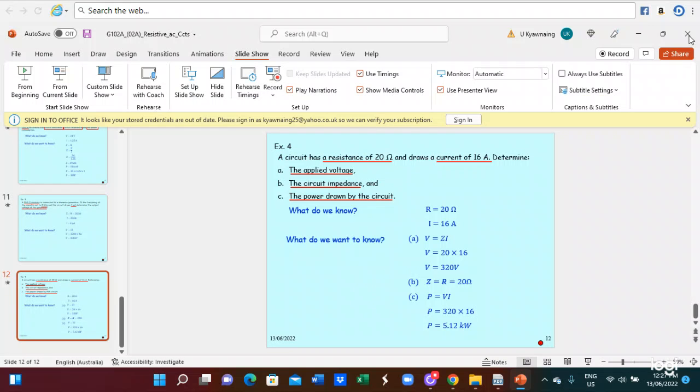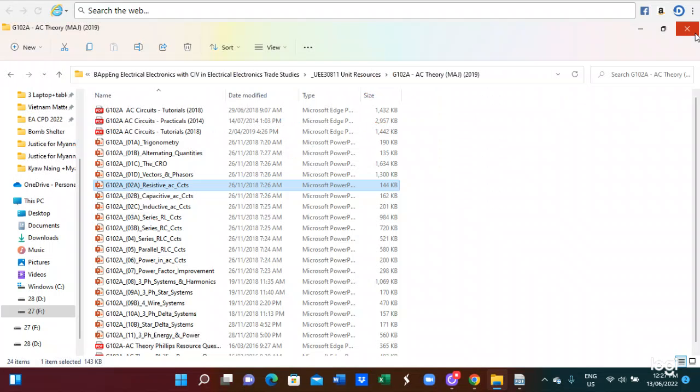Then this is the answer. We finish. The next one will be the resistive capacitive AC circuit.